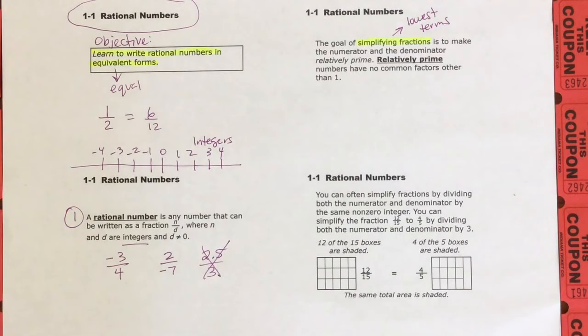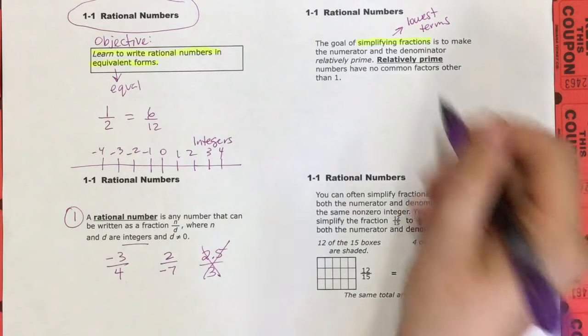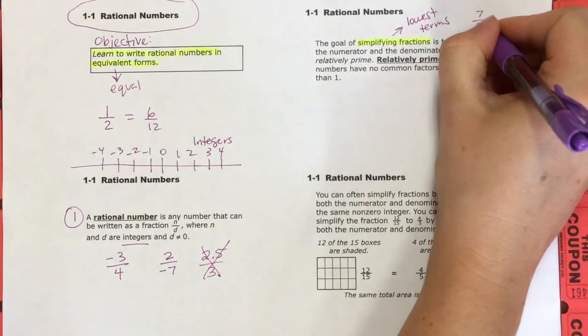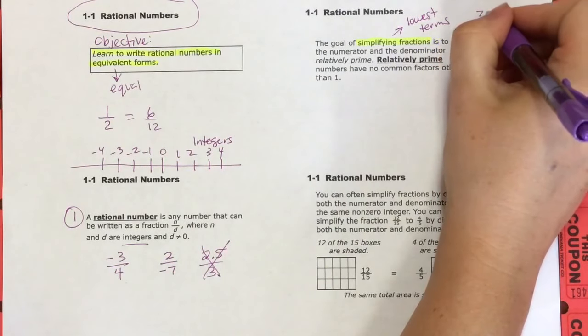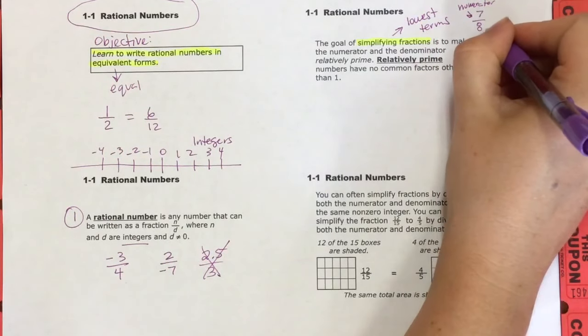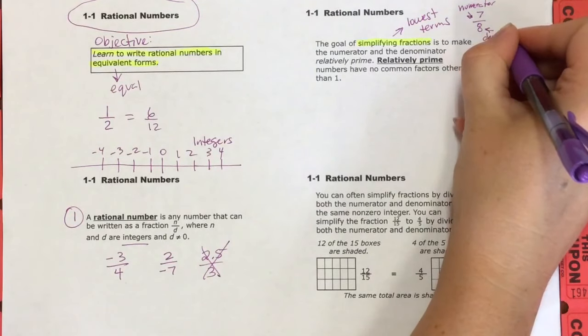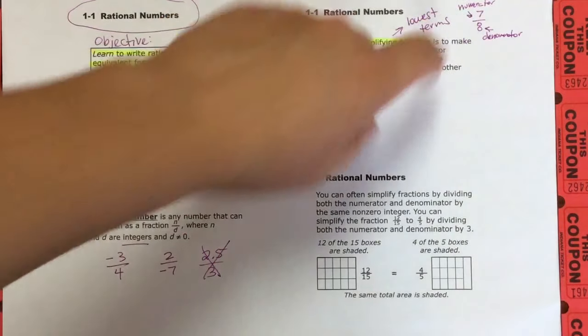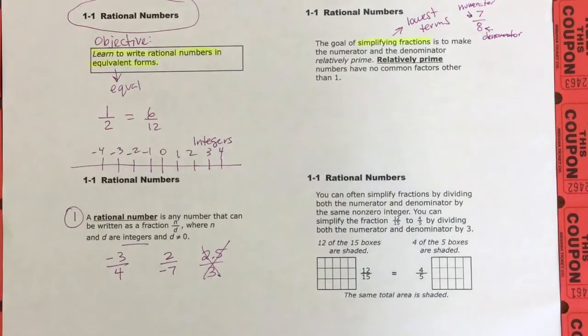Anytime you have a fraction, let's say we have 7/8. The number on top is the numerator, and the number on the bottom is the denominator. What we want is for the 7 and the 8 to be relatively prime. That means they have no common factors other than 1. Okay, so let's look at a few different examples.